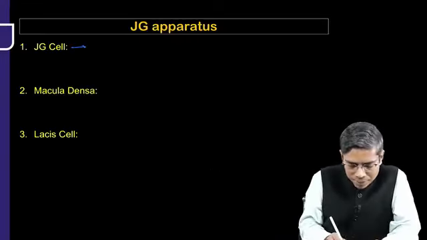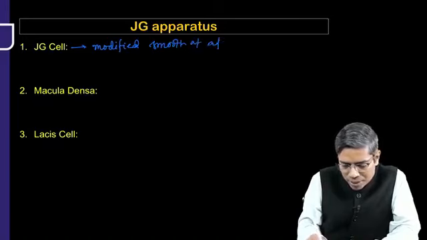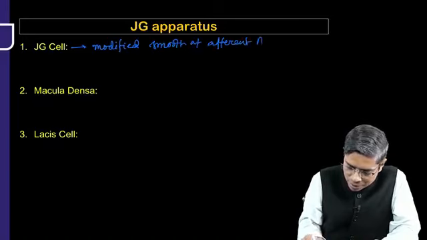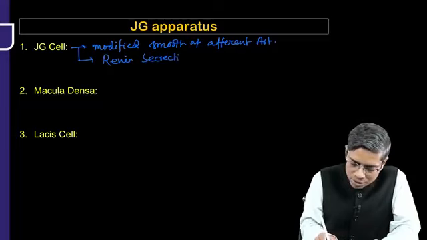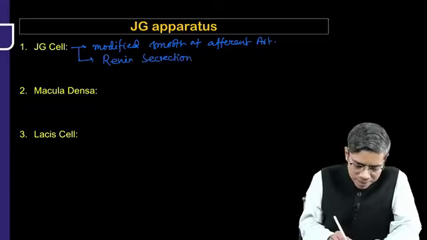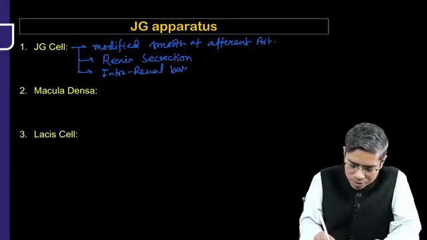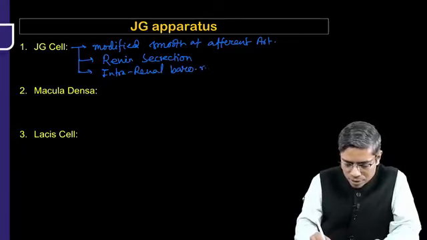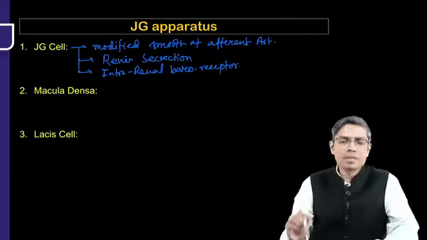JG cells are nothing but the modified smooth muscle cells of the afferent arteriole. Very, very important: afferent arteriole. This is the cell which contains renin-containing granules, so renin secretion is a function of this cell. Second, the JG cell also acts as an intrarenal baroreceptor. It can also sense blood pressure. That's why the JG cell is also known as the intrarenal baroreceptor cell.